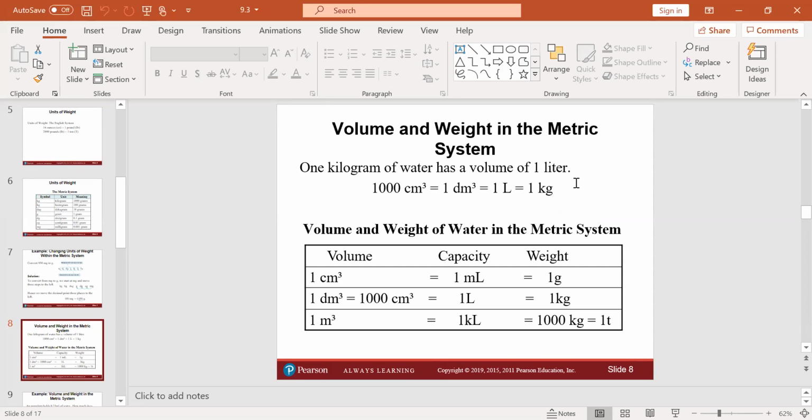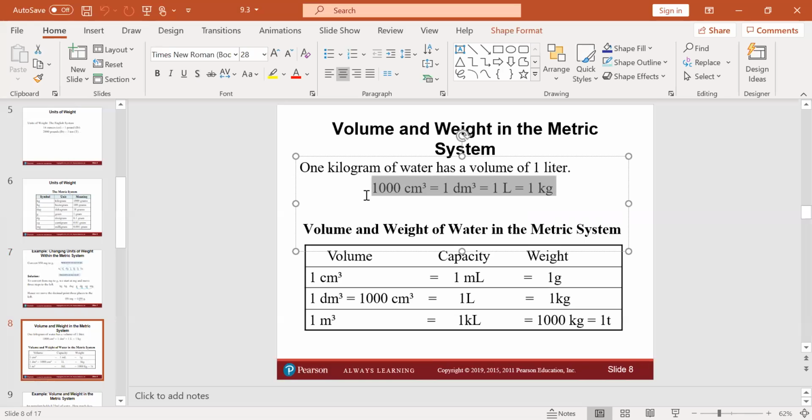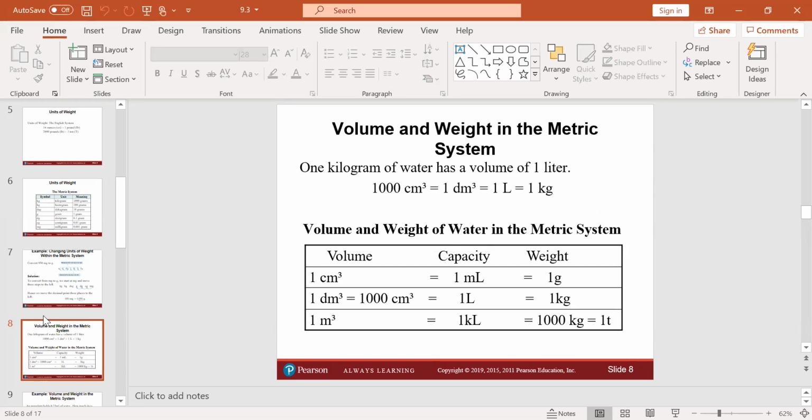Or no, it would take up less space then. In that case, if it was less dense than water, it would take up more space to have the same weight. It's a little bit confusing, but this is just applied to water. We won't go into super detail about this.